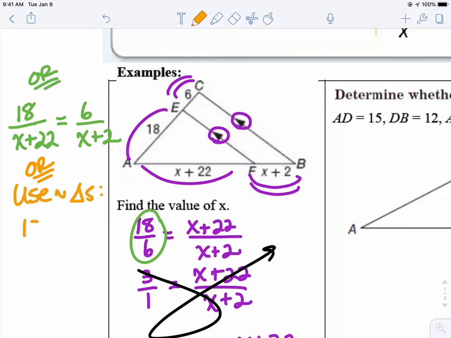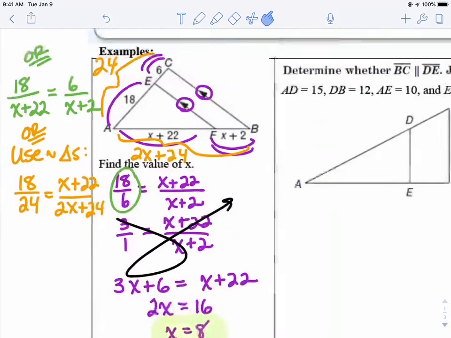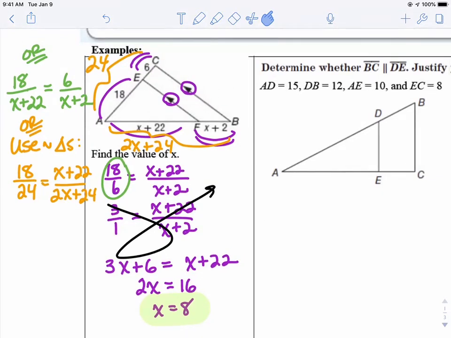And you can say 18 is to 24. This whole thing here would be 24. As x plus 22 is to this whole length, which would be 2x plus 24. So that will still work. It's just kind of a little clunkier, but any of those ways would work.